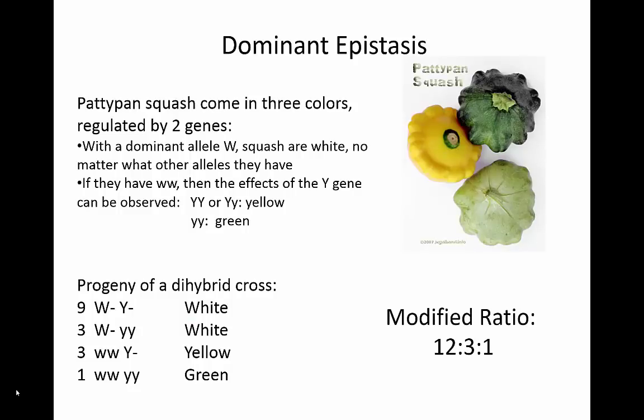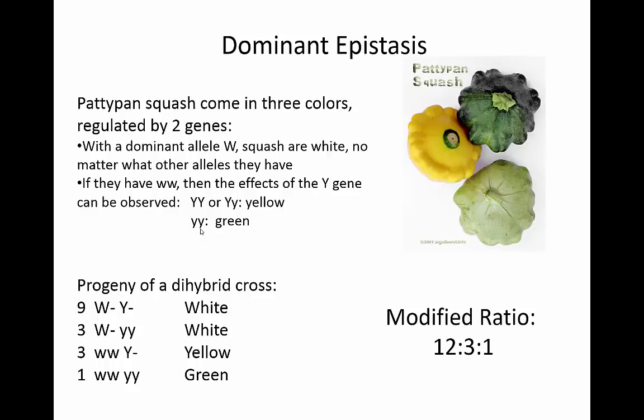For the last example, it's going to be dominant epistasis. This example is patty pan squash. So it comes in 3 colors and it's regulated by 2 genes. So if you have a dominant allele W, the squash are going to be white, and it doesn't matter what the Y gene is doing, the second gene. In contrast, if you are little w, then you can actually see the effects of the Y gene. And if you're big Y, you would be yellow. And if you are little y, you'd be green.